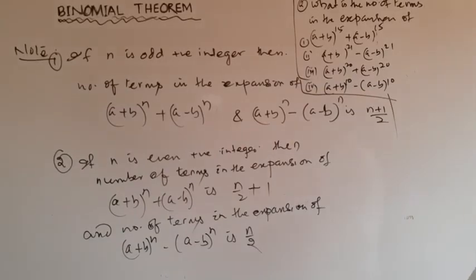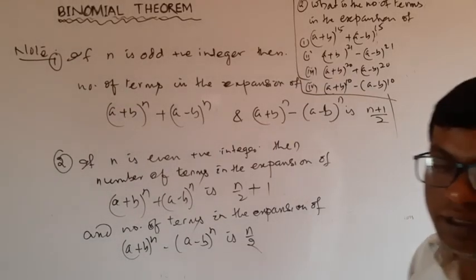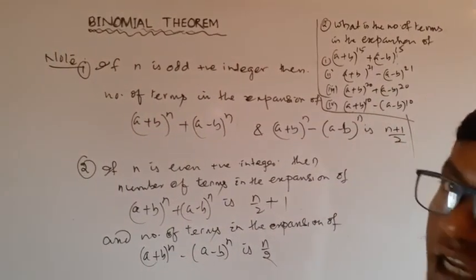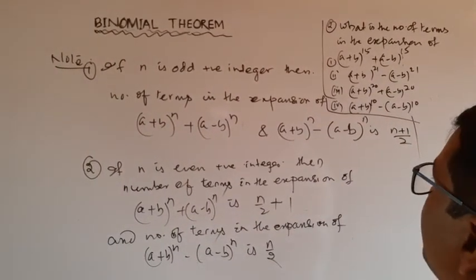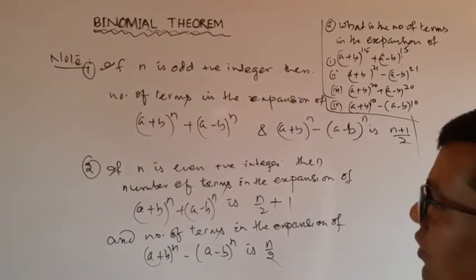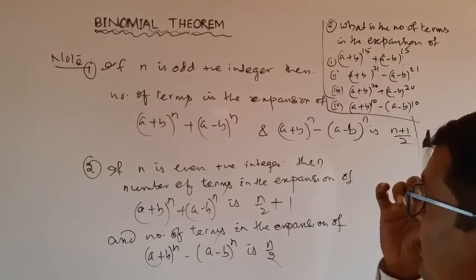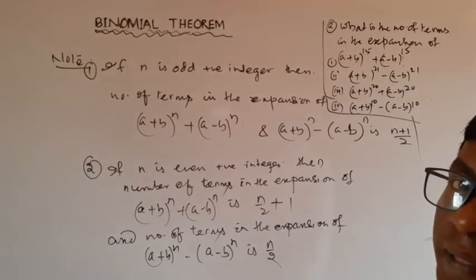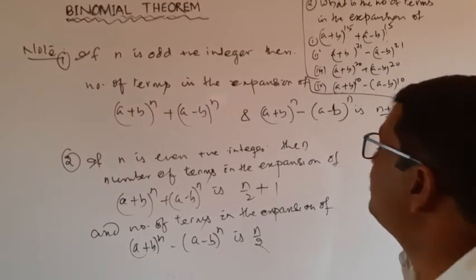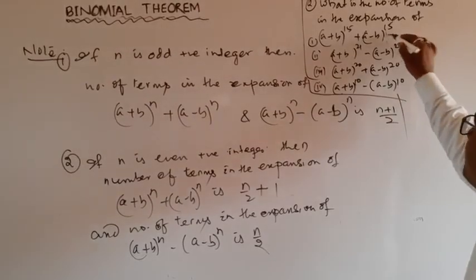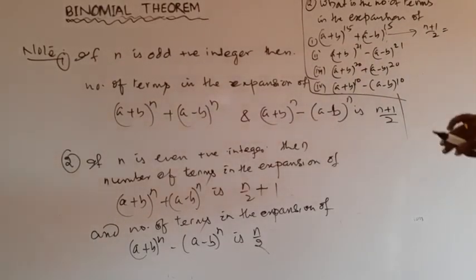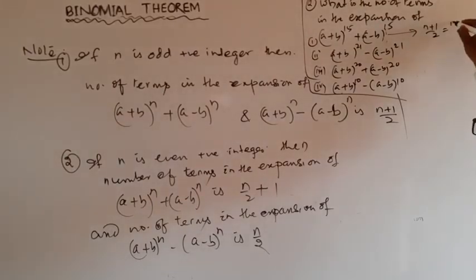So this is the question: the number of terms in the expansion of. First question is (a plus b) whole to the 15 and (a minus b). Here n is what? Odd. So number of terms is what? (n plus 1) by 2. For this the formula is what? Number of terms is (n plus 1) by 2, that is (15 plus 1) by 2, that is 16 by 2, that is 8.